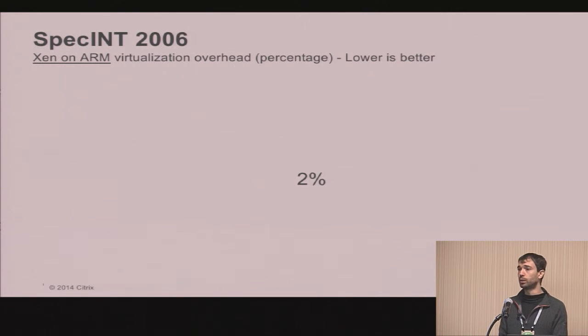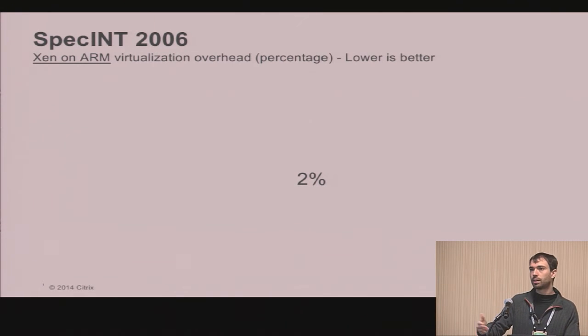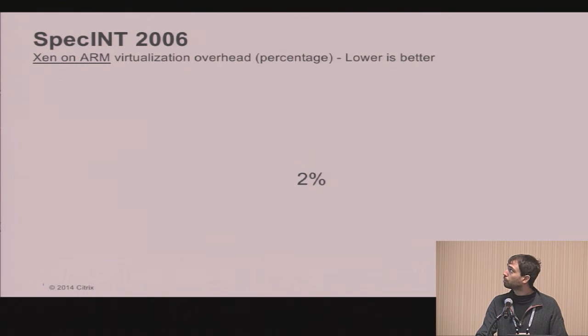It is very different from what I've done, but still the overhead is quite low, about 2%, so it's a very good result. I don't have the Xen on x86, KVM on ARM, or KVM on x86 numbers for this benchmark.